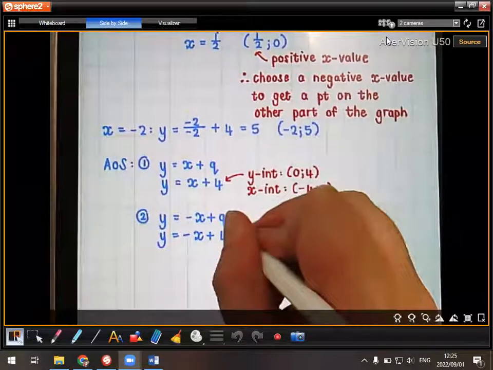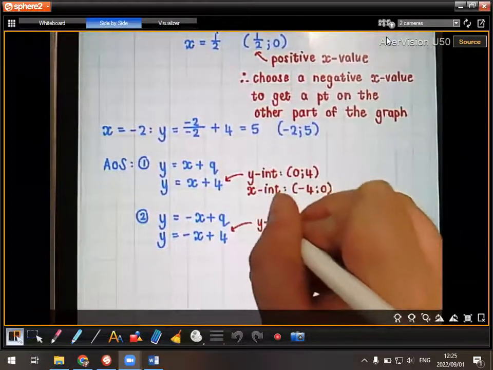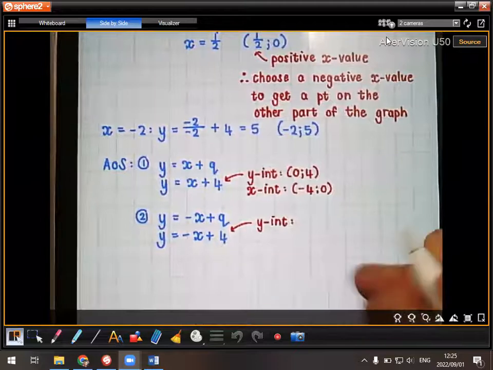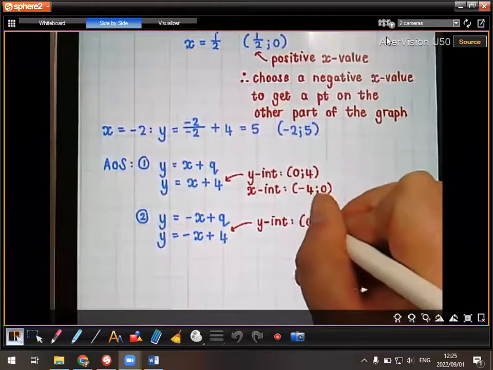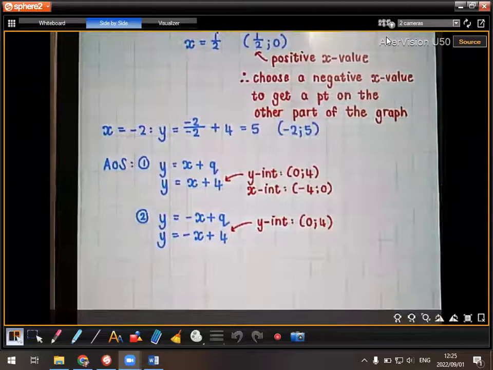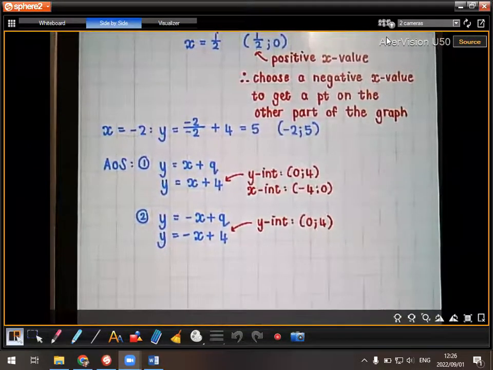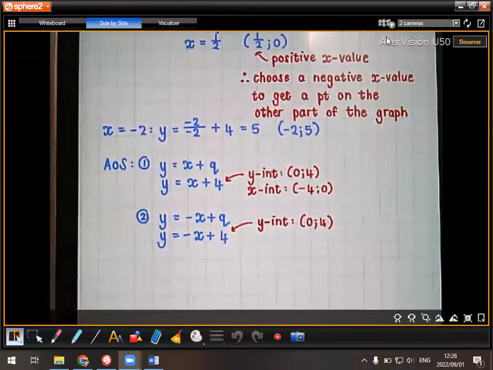This one again is going to have a y-intercept of what? What is the c value here? 4 again. So guys, the two axes of symmetry always have the same y-intercept, 4, which is also the point where you have your asymptote. That's y equals 4. We'll look at that now.